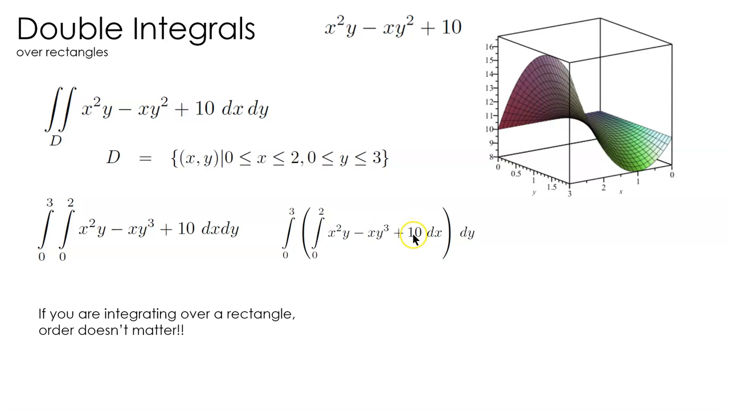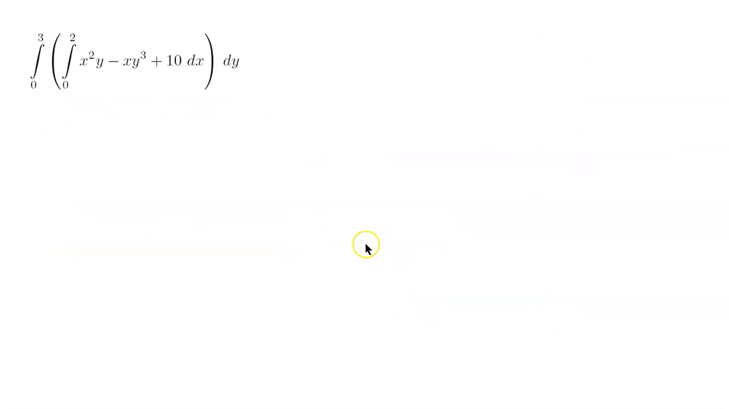Oh, and if you integrate over a rectangle, order doesn't matter. So I could also do it this way if I wanted to. Sorry, that kind of came out of the blue. I thought I was going to actually work the integral here. So order doesn't matter. If you're over a rectangle, you should pick the one that's easiest. I'll show you a good example of that in a second. But first, we're going to do this one. So I'm going to integrate with respect to x first.